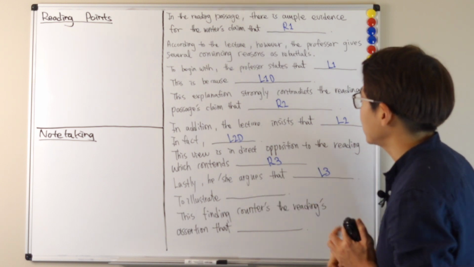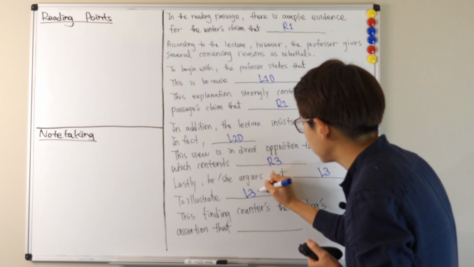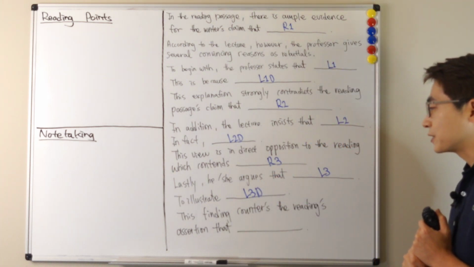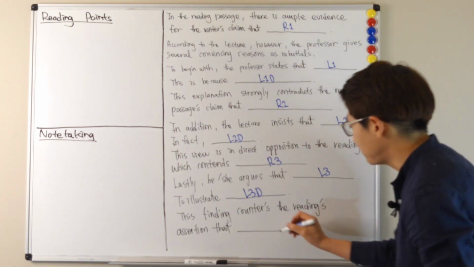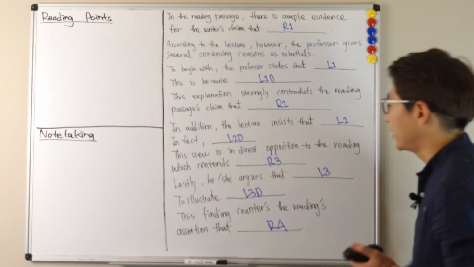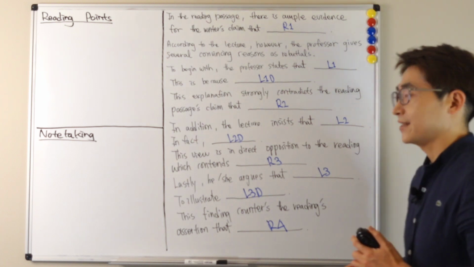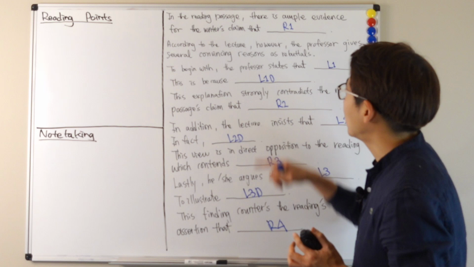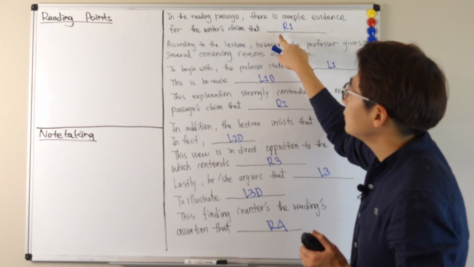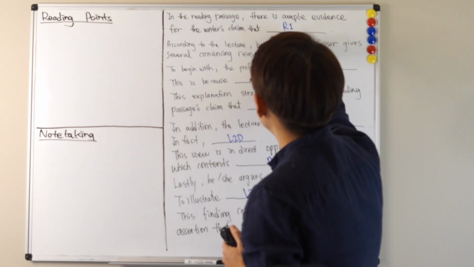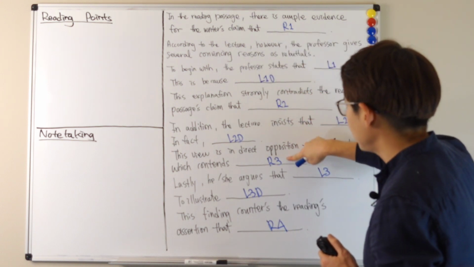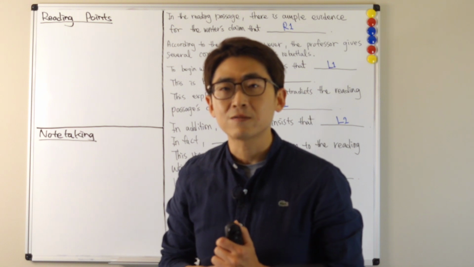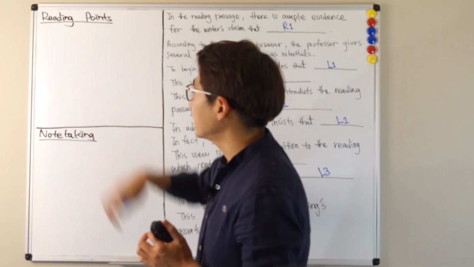And to illustrate, we put L3D. And lastly, this finding counters the reading's assertion that, and we put R4. Okay, and that's the essay that you are supposed to write. And in order to fill this out, you need to fill everything. Here, R1, R2, R3, and R4. You need to get those 4 sentences from the reading passage.